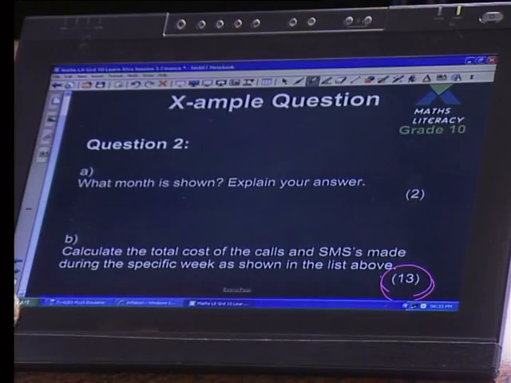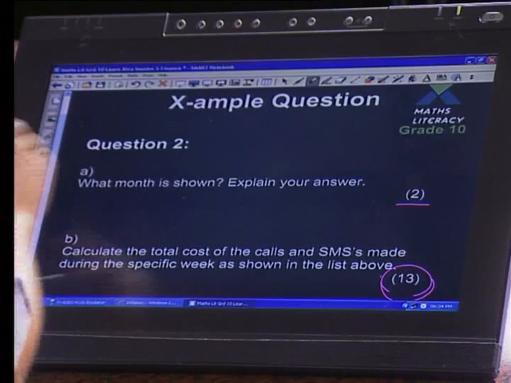13 marks. Okay? I always say to my boys, and I'm going to say it to you today, and I'm going to say it to you throughout the series. Folks, there's no such thing as a question unless it has a mark allocation. Because that mark allocation is going to tell you how much work is involved with this whole question. Got that?